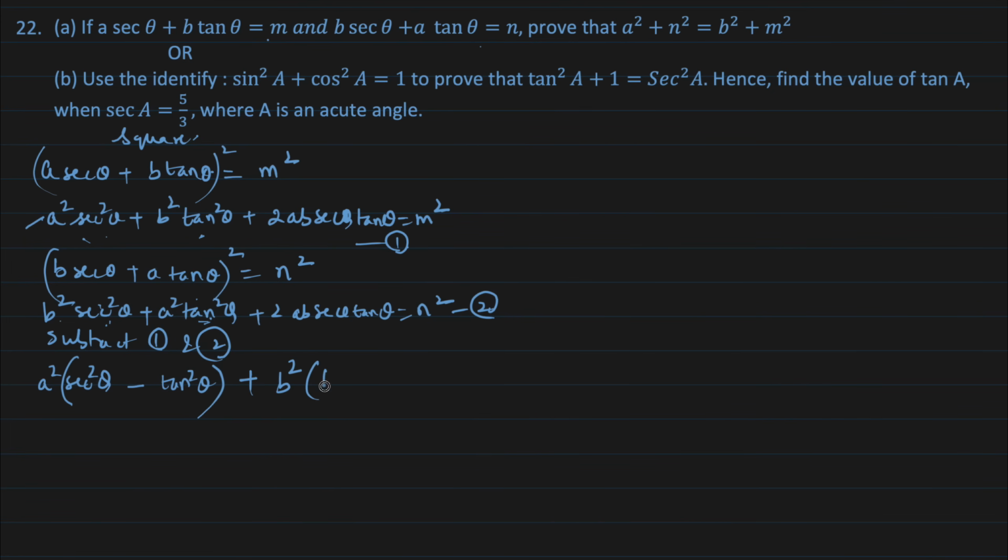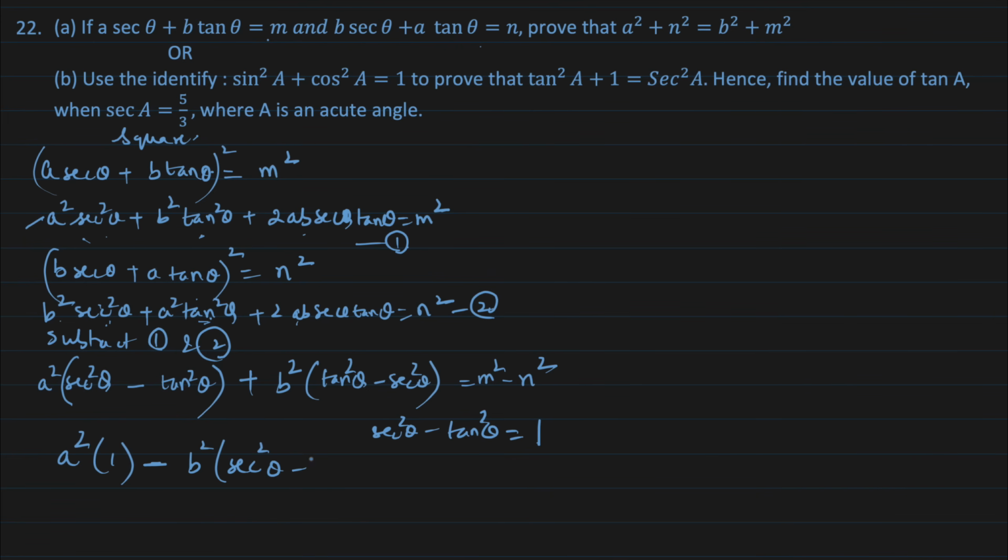So I'll write tan square theta minus secant square theta, correct? These two get cancelled out because same sign we are subtracting, equals m square minus n square. I subtracted, right? Now identity, you know that secant square theta minus tan square theta is 1, right? So here also I'll take sign change, a square into 1 minus b square, I have to take minus sign common from here, m square minus n square, okay? So this will become a square minus b square is m square minus n square.